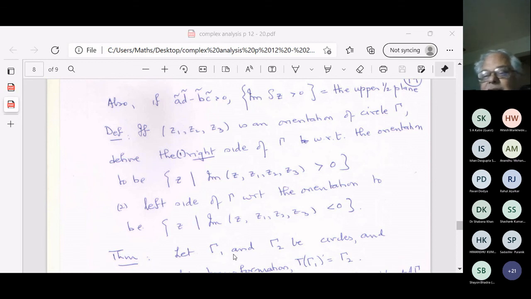What is the left side? If you're given a straight line, real numbers, and you're given an orientation, the orientation is 0 to 1 to 2. What is the left side of that orientation? Does everyone understand what I'm saying?